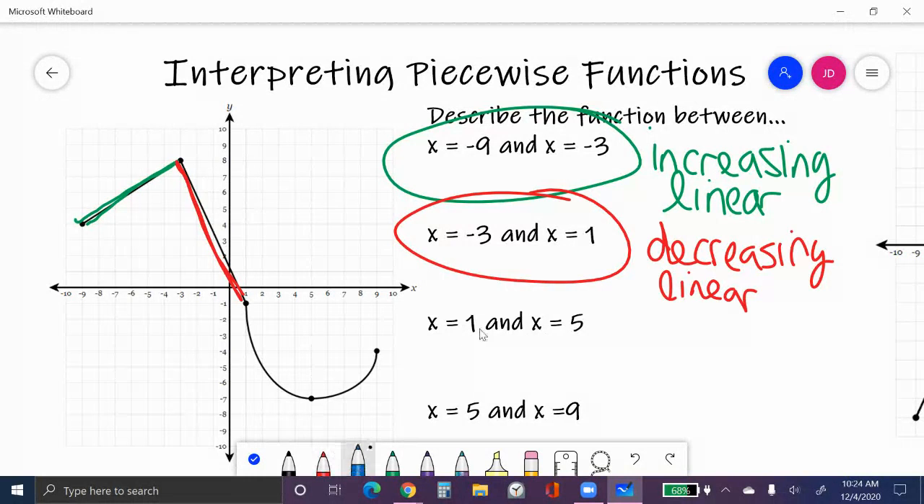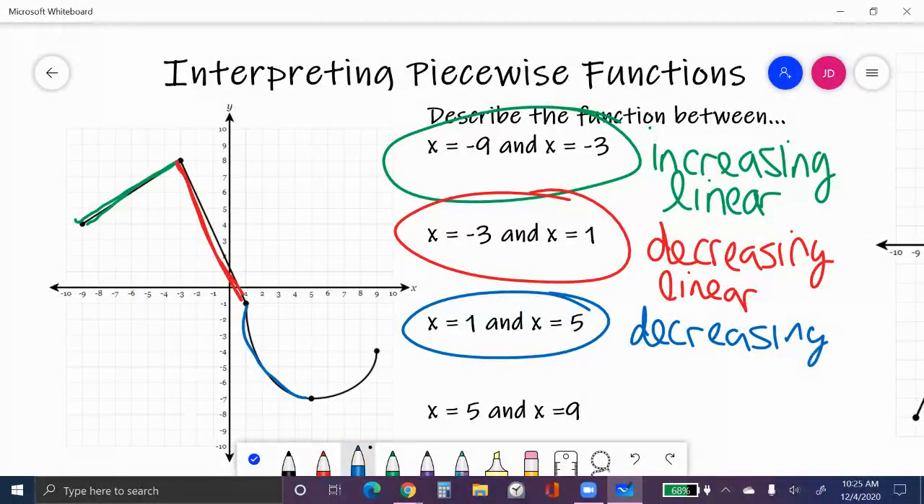1 and 5, right? Here's where x equals 1 in the piecewise function. X equals 5, that's right here in the piecewise function. So it's, again, going down from left to right and nonlinear. Decreasing. Nonlinear.